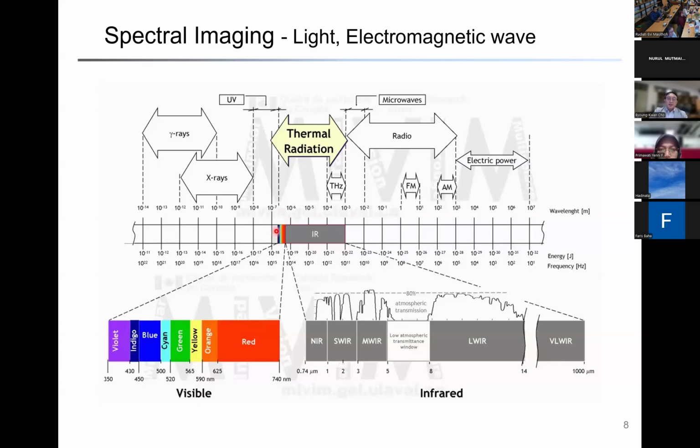Okay, there are shorter wavelengths than the visible range: the ultraviolet range, and shorter than ultraviolet, we call it X-ray, and the shorter wavelengths, gamma ray. Okay, so that is an overview of electromagnetic waves. In our application, mostly we are using the visible range and infrared range because the infrared range is very related to the chemical composition of materials.